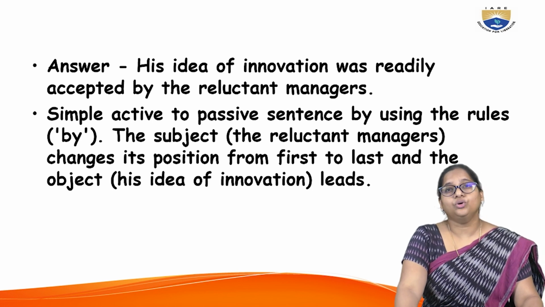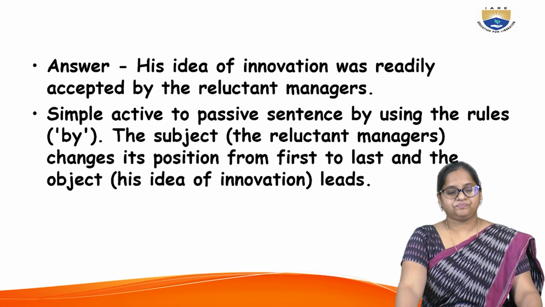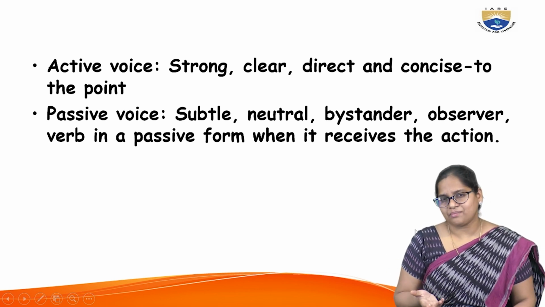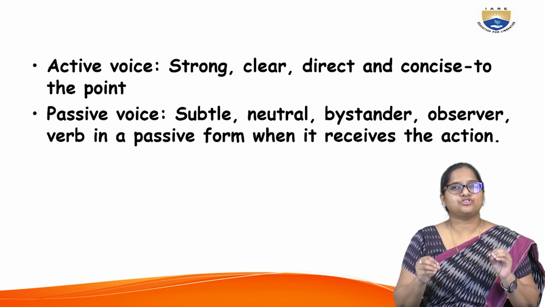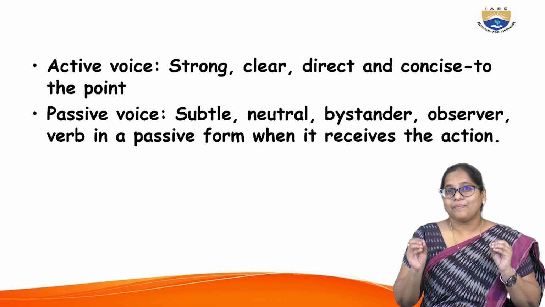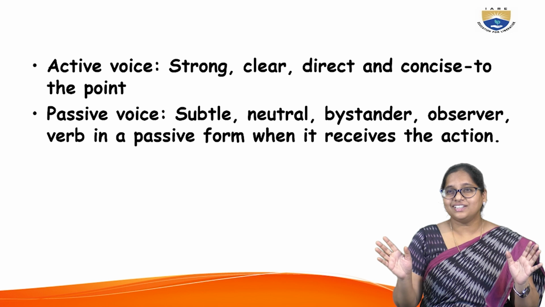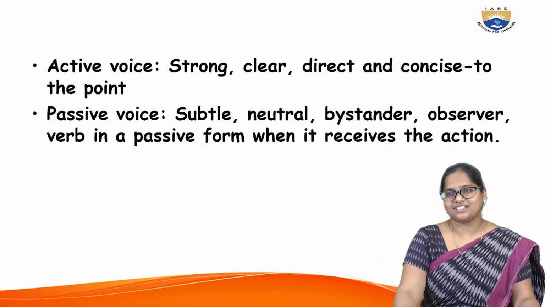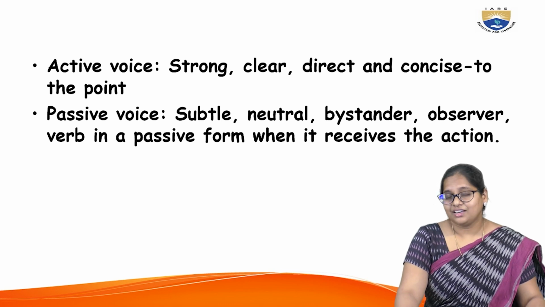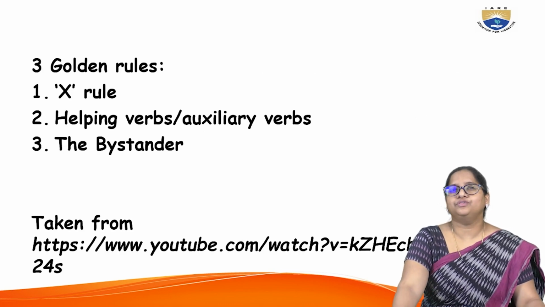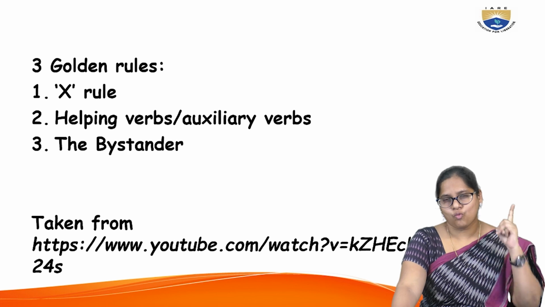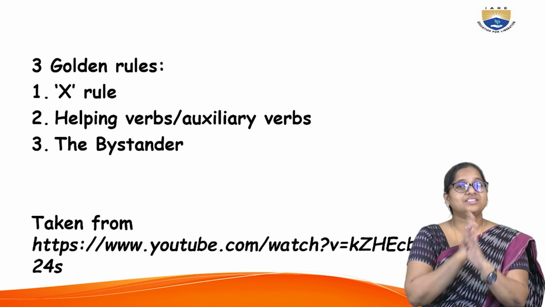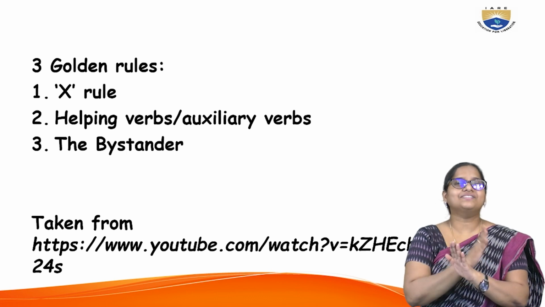Now let me tell you three golden rules. If somebody asks you what you understand by active, you have to say active means strong, clear, direct, concise. Passive means subtle, neutral, bystander, observer, and that's all. You're reporting about the action. So that is what we understand by passive voice. Now let me give you three golden rules. Number one, you have to remember the X rule. What is this X rule? You are just reversing the order.